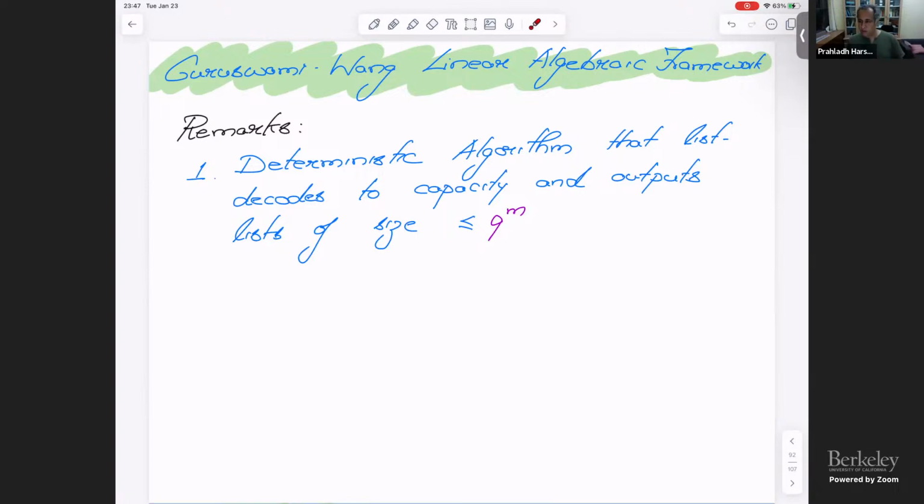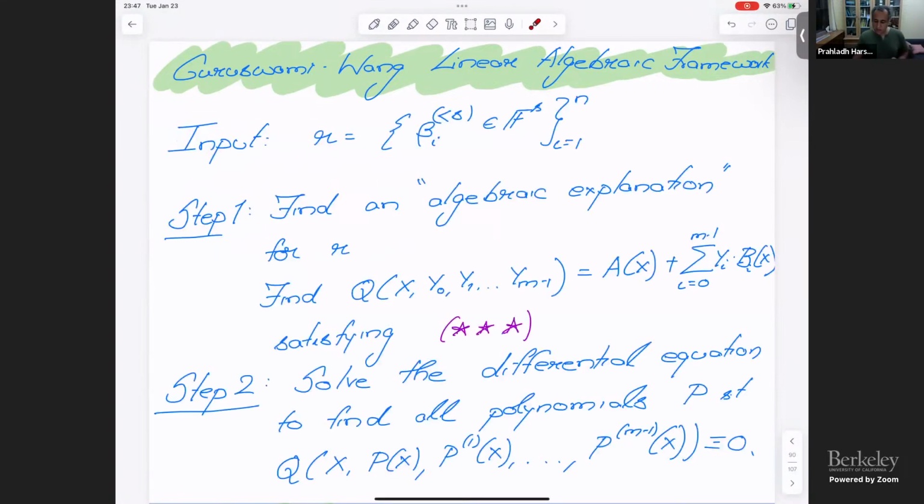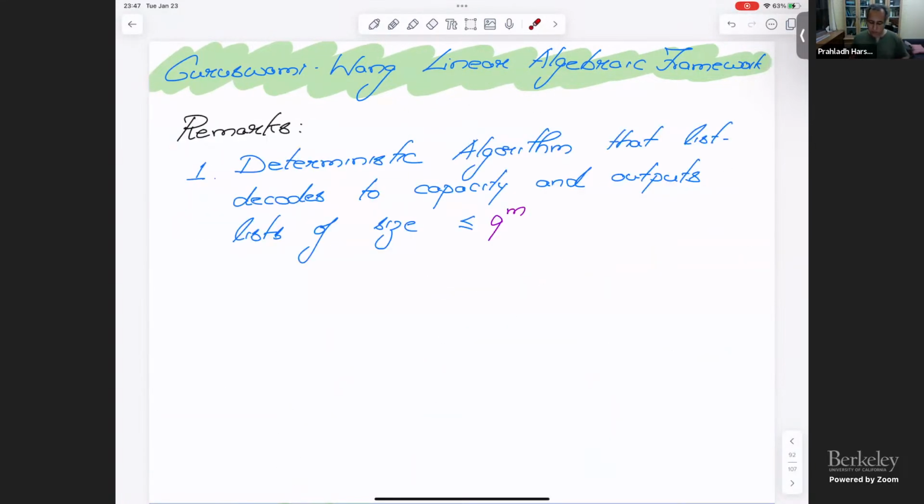So this algorithm, which I suggested in the previous slide, gives you a deterministic algorithm that list decodes up to capacity and outputs lists of size possibly as large as q to the m. You can, of course, further prune these lists. You can throw away polynomials which are not close enough, but it will give you lists of size at most q to the m. And this is an efficient algorithm.